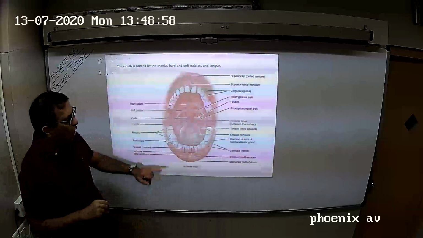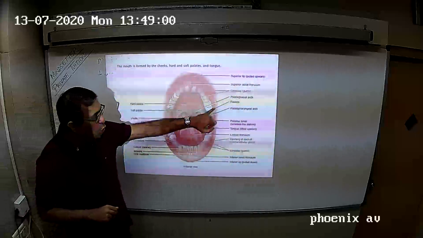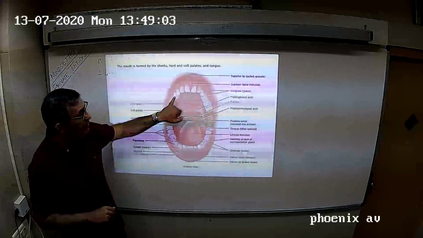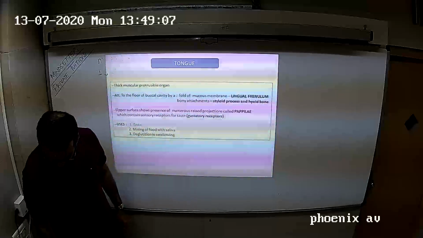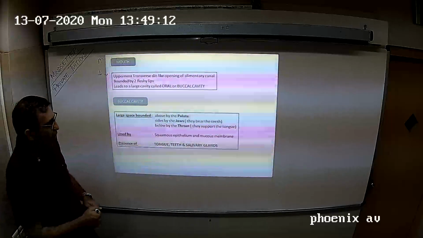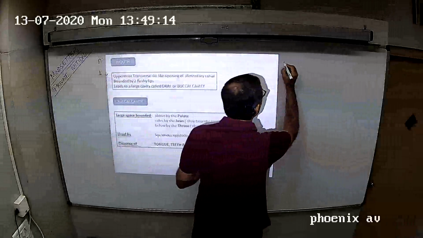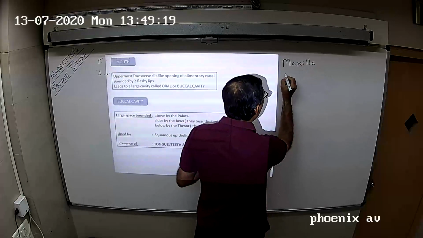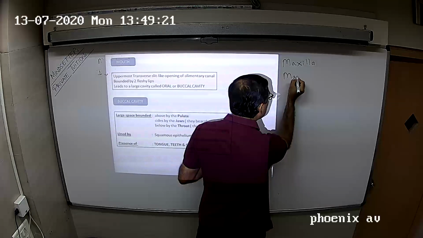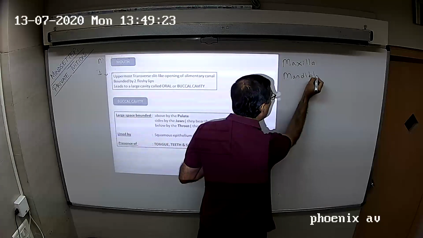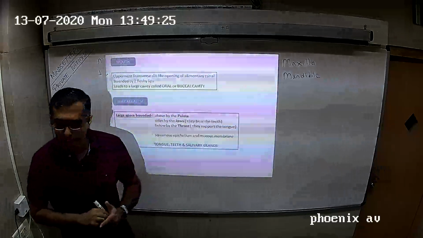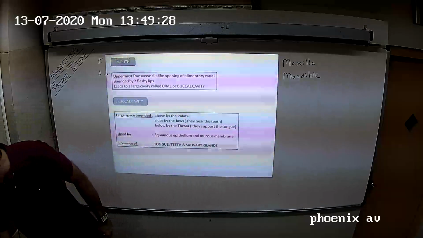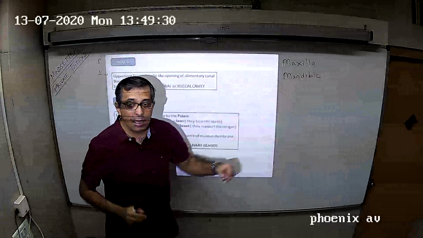On the sides are found the jaws having teeth, and we have 2 jaws: the upper jaw, which is called the maxilla, and the lower jaw, which is called the mandible. The upper jaw called the maxilla, the lower jaw is called the mandible.